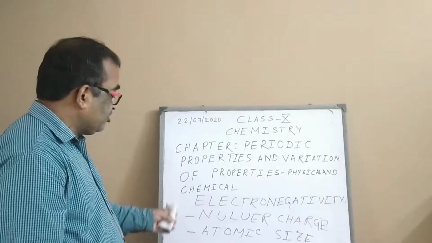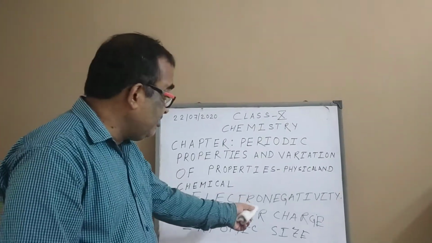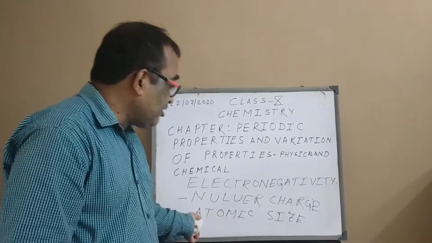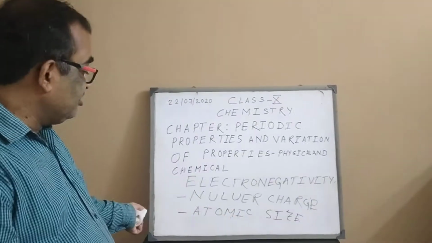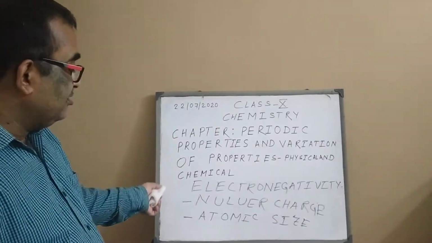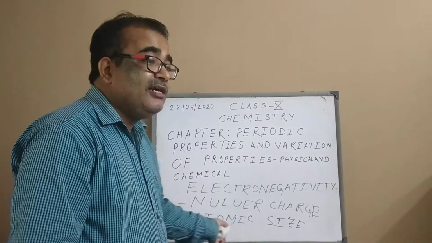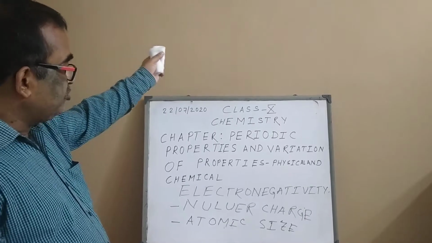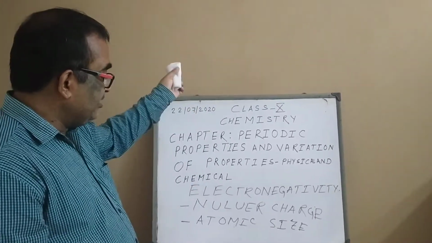Now from top to bottom, nuclear charge is increasing, which tries to increase the electronegativity. But atomic size is also increasing, which tries to decrease the electronegativity. Now the atomic size once again here dominates over the increased nuclear charge factor. So as we move from top to bottom along a group, there is a decrease of electronegativity.